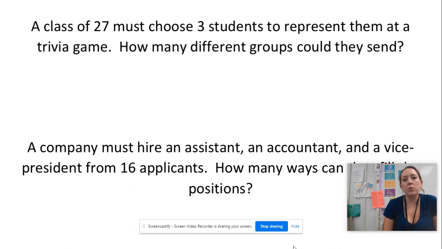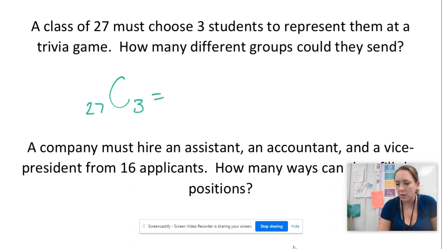So a class of 27 must choose 3 students to represent them at a trivia game. That is going to be a C because all 3 of the students are going to the same game. Order does not matter. And then you hit alpha window, and the first number should be bigger. It's how many you're choosing out of, and the second number is how many you are choosing. If you get an error, you put your numbers in backwards.